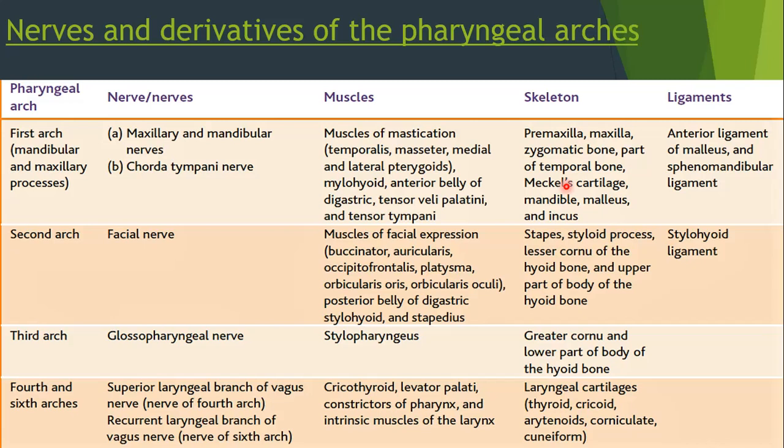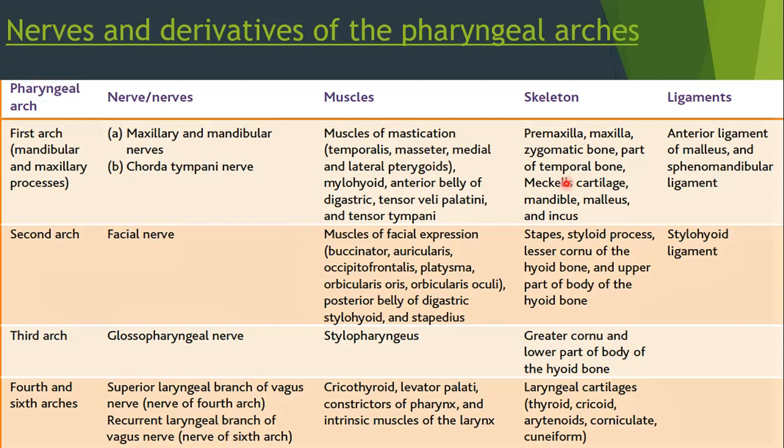Note that the mandible is not formed from the Meckel's cartilage. Mandible is formed from intramembranous ossification and not endochondral. Please remember that. Let me repeat that. The mandible is not formed from the Meckel's cartilage. Rather, it is molded from the mesenchyme surrounding the Meckel's cartilage.